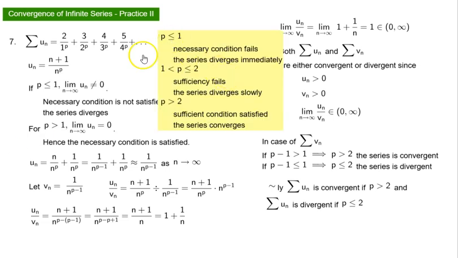So if p is less than or equal to 1, the necessary condition fails. The series diverges immediately. Now, when p is between 1 and 2, sufficiency fails. The series diverges slowly. And when p is greater than 2, the sufficient condition is satisfied and the series converges. So that's how you have to interpret this conditional behavior.